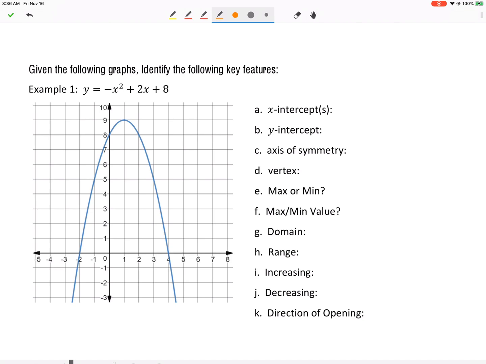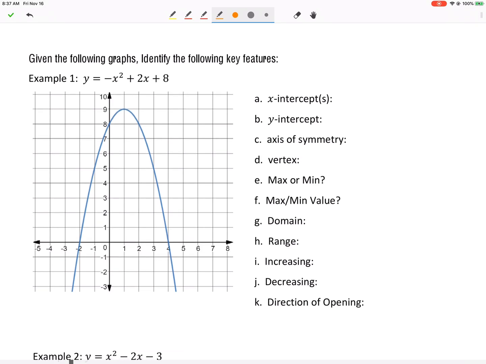So first thing we want to do is the x-intercepts. We have one here, and we have one here. Remember, we write them as x comma y. So the first is the x value is -2, and our y value for our x-intercepts will always be 0. And then our other one's going to be 4, 0. Y-intercept, we'll mark it. It's at 8. So our x value is 0, and our y value is 8.